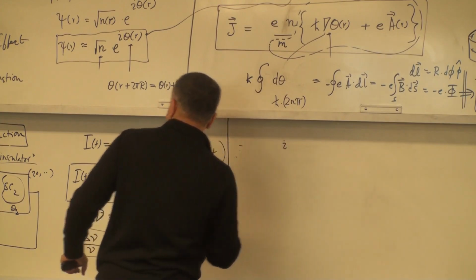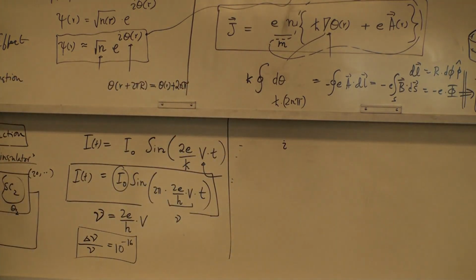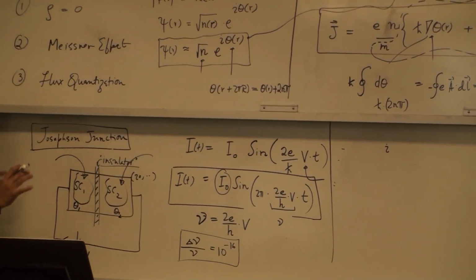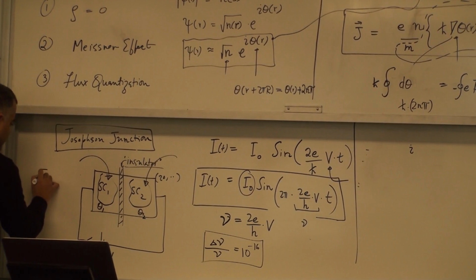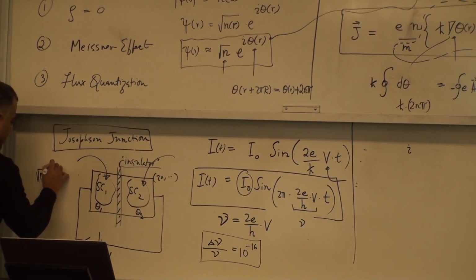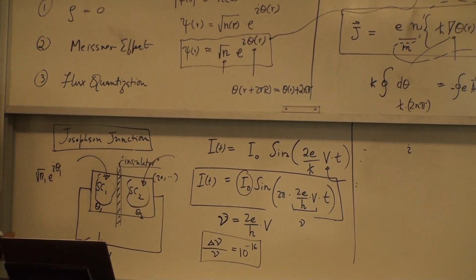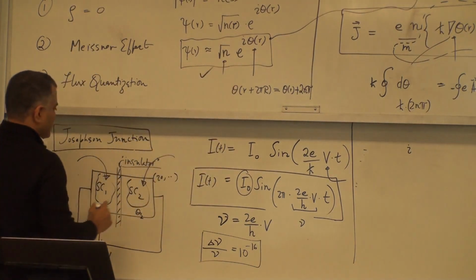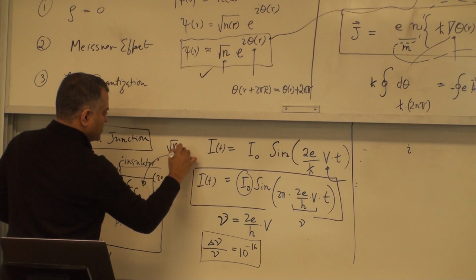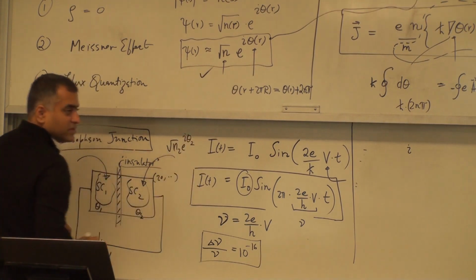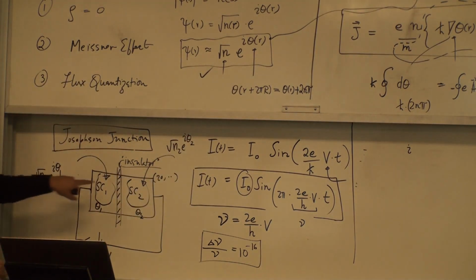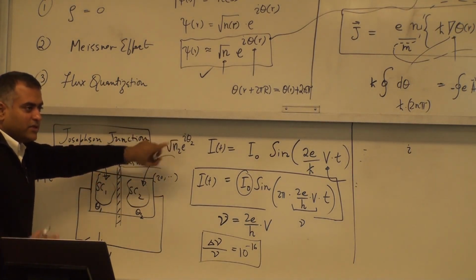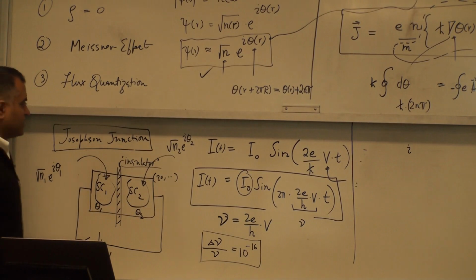Let's think of it this way. Superconductor 1 and superconductor 2 have two different wave functions. Square root of n1 times e to the power i theta 1. Okay, this is the macroscopic wave function. And here you have square root of n2 times e to the power i theta 2. Right? And all four of them, n1, n2, theta 1 and theta 2, can change with time, as they're variables of time.